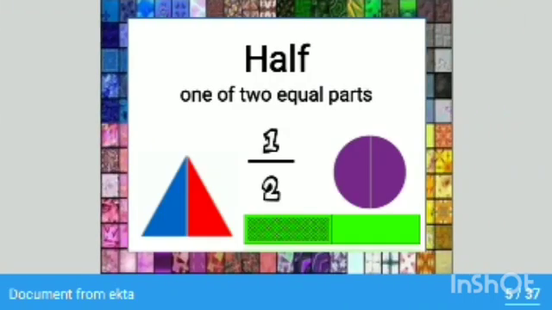Now half. What is half? One of two equal parts. Here on the screen you can see very clearly that the triangle, circle and rectangle have been divided into two equal parts. So what would you say? What is the fraction of one color out of all these? This is 1 upon 2.